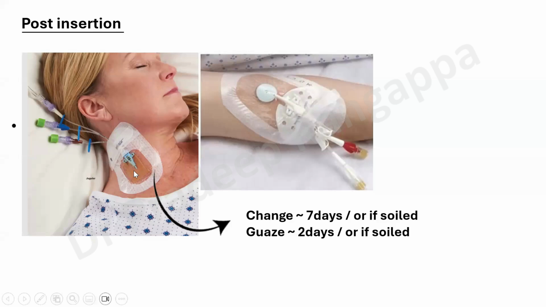seen at the entry port. Many times during rounds, I see that the site has some blood stain. We have to take cognizance of that and tell the nurse to change the dressing, because any presence of a blood clot becomes a nidus for infection. That's why it has to be changed every 7 days if it is clean. But if it is soiled, what does soiled mean? Obviously if there is a blood clot or anything, it has to be changed.